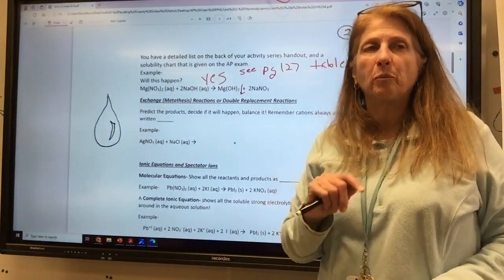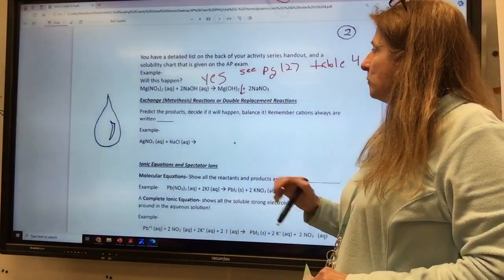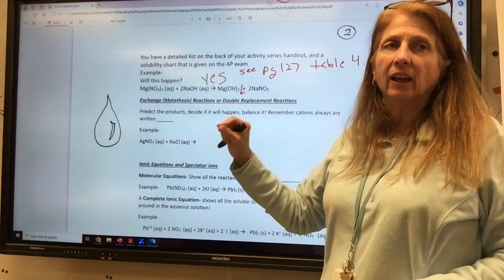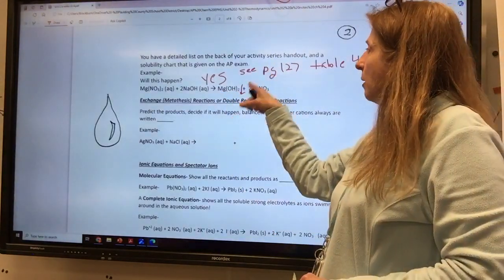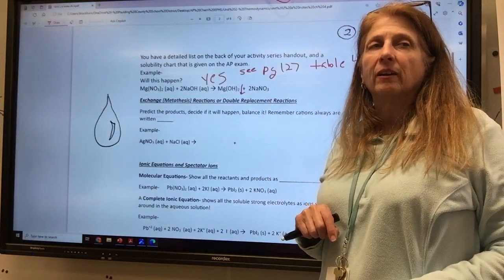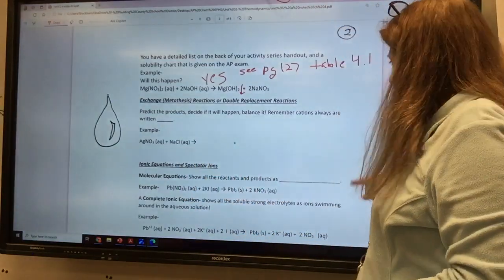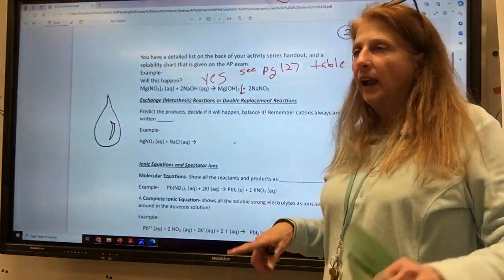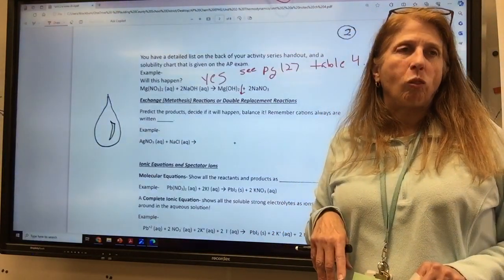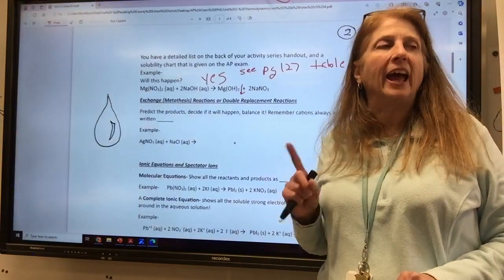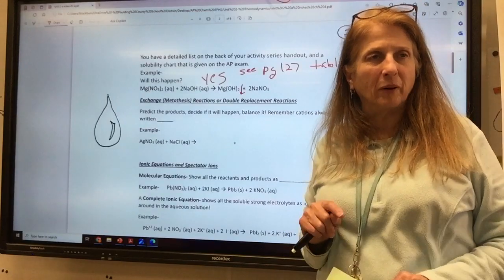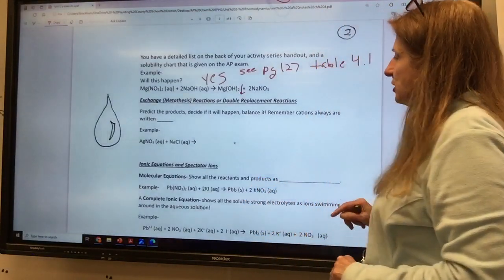Wait, so both the elements don't need to be soluble? No, just one. Just one? Okay. If one of them is insoluble, then it becomes a precipitate and it happens. But if both of them are soluble, then it doesn't happen. Everybody see the fish I drew on there? Everything's just swimming around as ions. No reaction happens. So there needs to be a precipitate for that. Yes. That means a reaction happened. Otherwise, everybody's just fish swimming around. That's why the fish is there. That cute little fish.